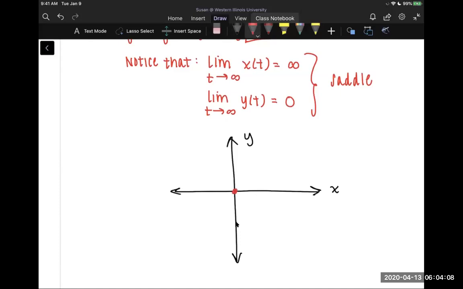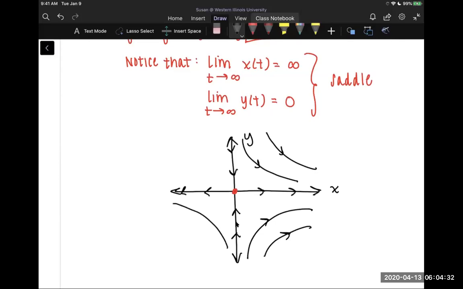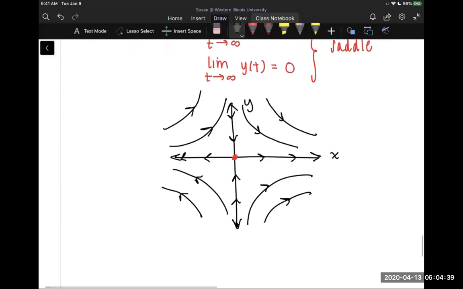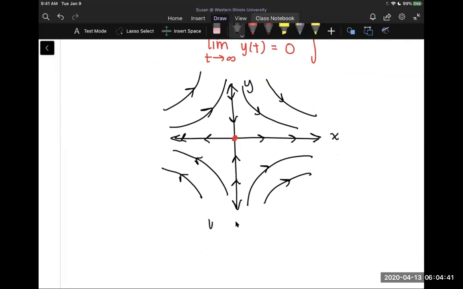Here is our critical point. And we said that the x of t function is tending out to infinity, whereas the y of t function is coming into 0. And then you can fill in everything accordingly. And we can now see our saddle. Recall that saddles are always considered unstable. So this is an unstable saddle.